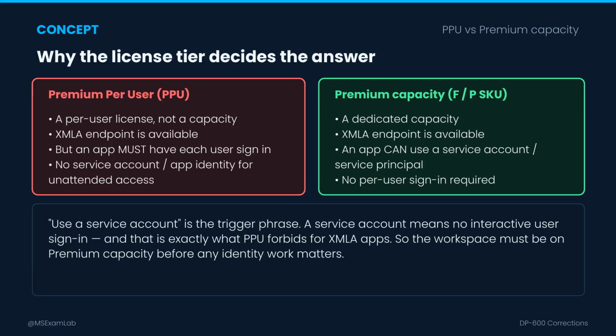Two related settings often appear alongside this. The tenant setting that allows service principals to use the Fabric and Power BI APIs, and the XMLA endpoint being set to read write at the capacity level. Both of those live on a capacity. One more reason PPU on its own can never get you there.